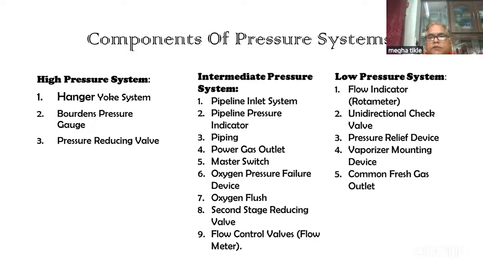The low pressure system starts from the rotameters. It has a unidirectional check valve or a pin valve. You have a pressure relief device on the back bar, a vaporizer mounting device with a unidirectional valve, and a common gas outlet, from where the gas can be directed either to an open system, like the Mapleson system, or to the closed circuit and ventilator.